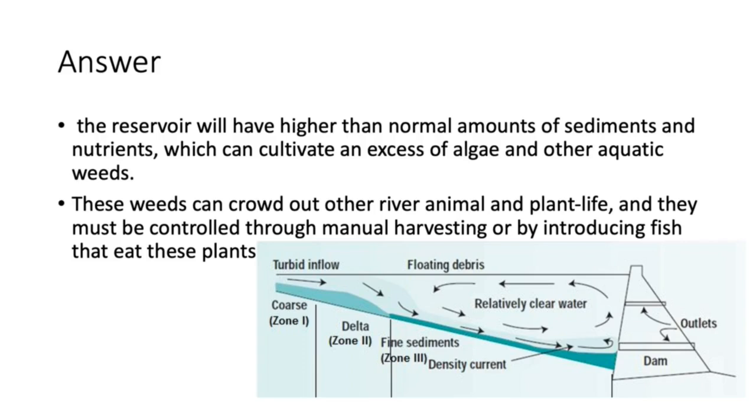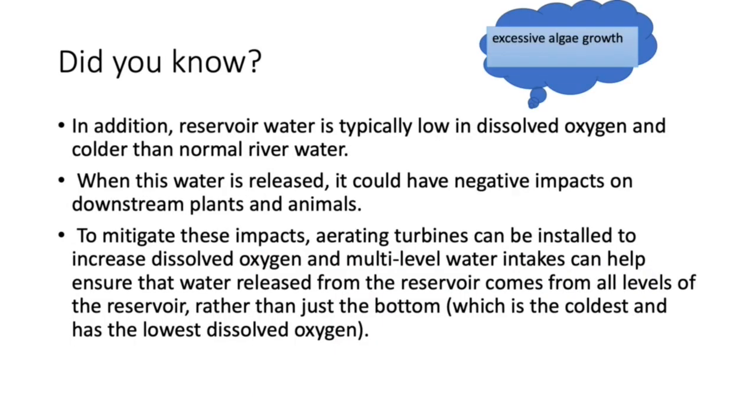We can see in the diagram that there is indeed a collection of fine sediments and coarse sediments due to the difference in height. Did you know? In addition, reservoir water is typically low in dissolved oxygen due to the excessive algae growth, and it is also colder than normal river water. When this water is released, it can have a negative impact on the downstream plants and animals.